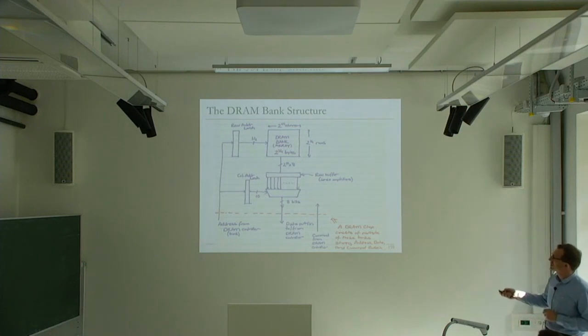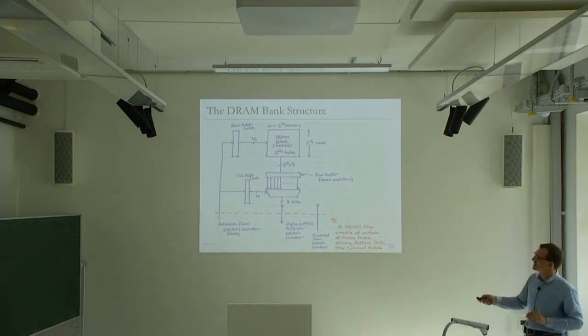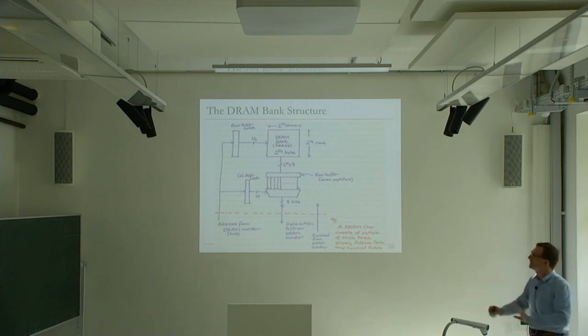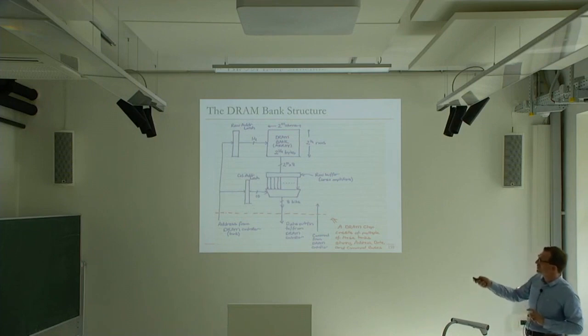A DRAM chip consists of multiple of these banks, and the banks share the command, address, and data buses. They want to minimize the number of pins. So the banks cannot be operated in parallel. They can be operated in a pipelined manner. You send the row address and an activate command to bank 0. In the next cycle, you can send the row address and the activate command to some other bank through the same channel, essentially. And they also share the data buses. So whenever one bank is transferring data, another bank cannot transfer data.